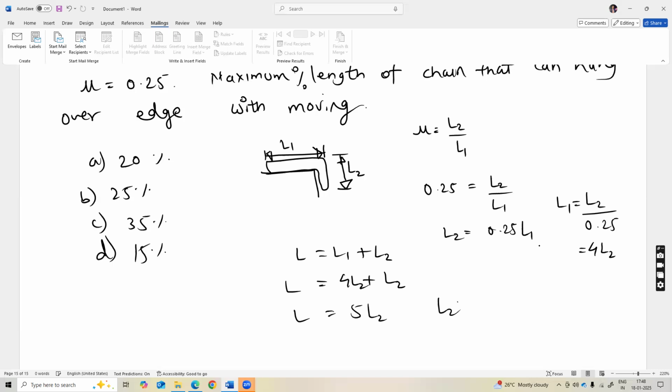So L2 here is L upon 5, which is 0.2 times L. So this is basically 20%. Okay, so the option is A.